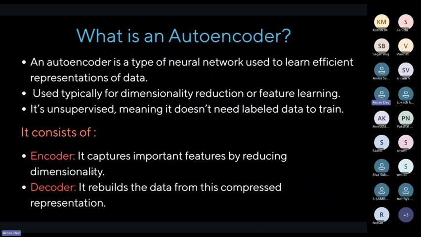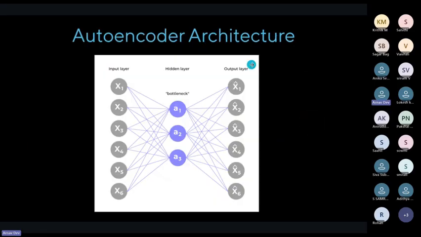Mostly the autoencoder has two basic parts, the encoder and the decoder. The encoder is the part which captures the important features of the data and reduces the dimensions. And the decoder rebuilds the data from the compressed representation, the data which is extracted from the original one. So let's move on to what's the architecture of an autoencoder.